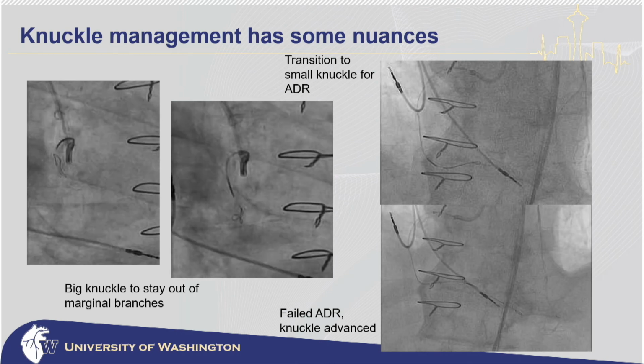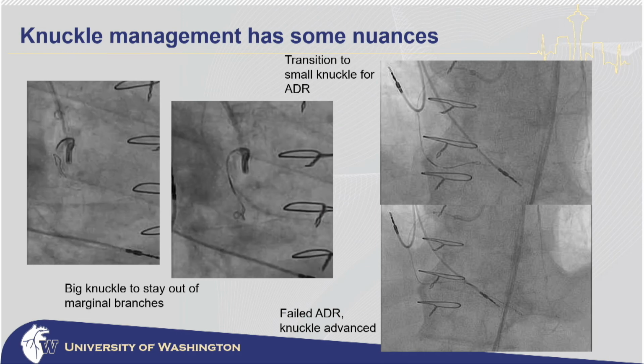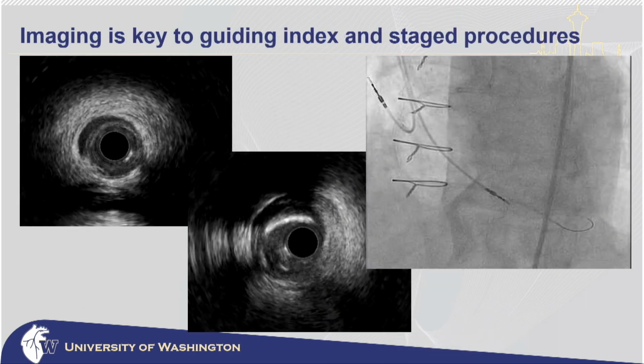And I think in these it's important to know, when the knuckle is small and you're unsure where you are, if you have any visualization, to be sure that we're actually in the target branch that we want, not a very small side branch, before ballooning.